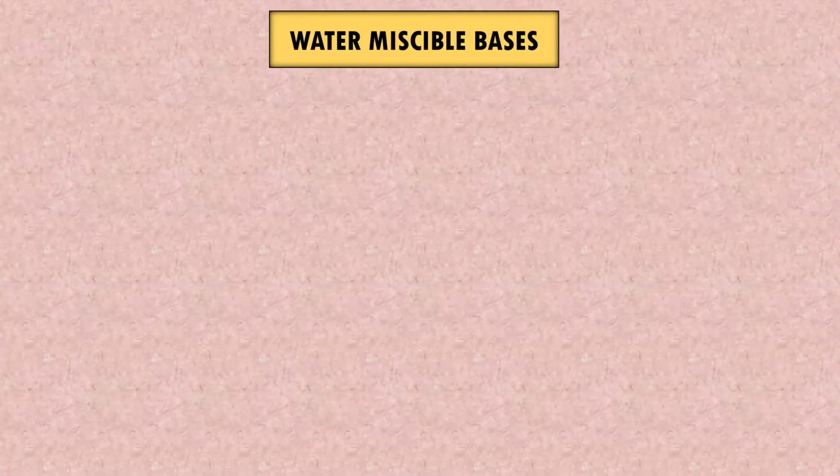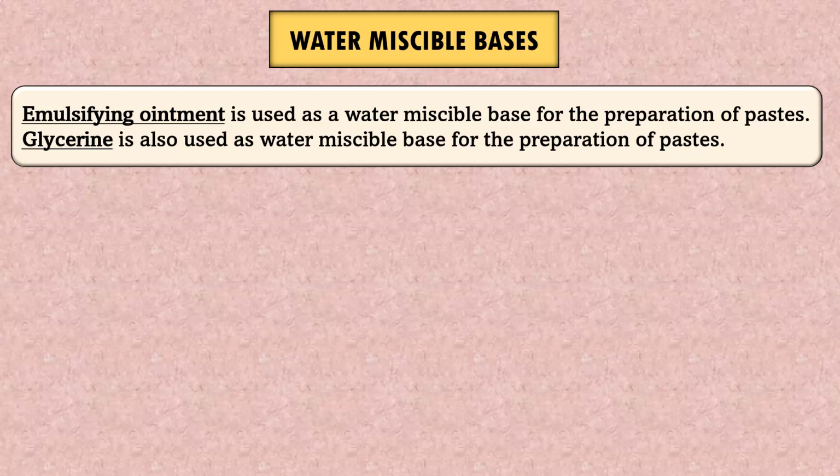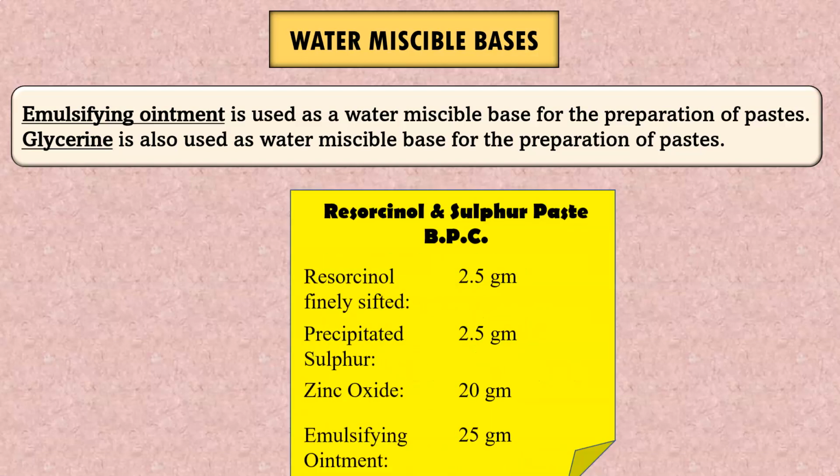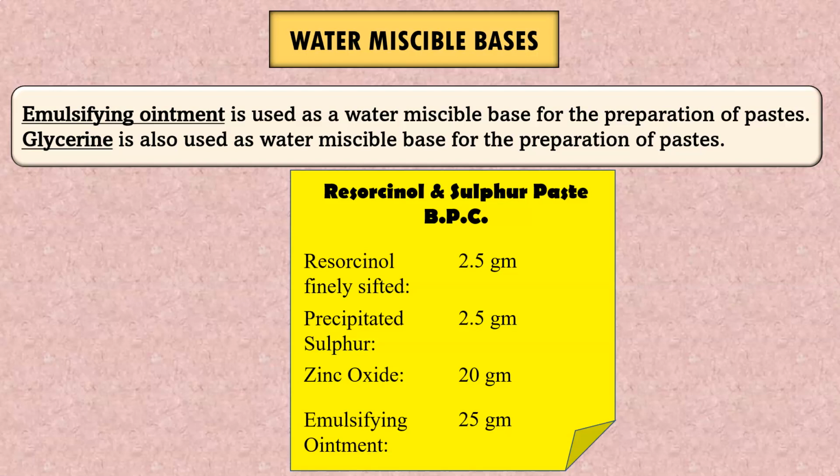Now the next base, the water miscible bases. Emulsifying ointment is used as a water miscible base for the preparation of paste. Another example is glycerin. Glycerin is also used as a water miscible base for the preparation of paste. This is one example, resorcinol and sulfur paste BPC, which contains the ingredients resorcinol, finely sifted, then precipitated sulfur, then zinc oxide and emulsifying ointment. Here emulsifying ointment is the water miscible base.